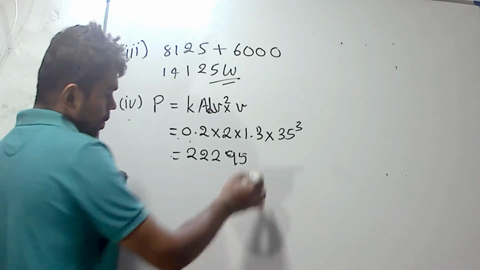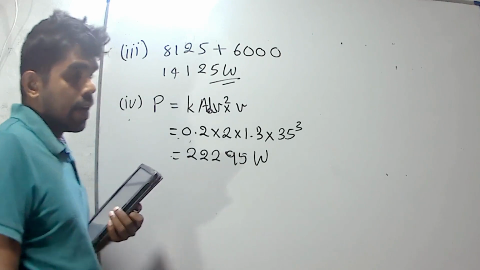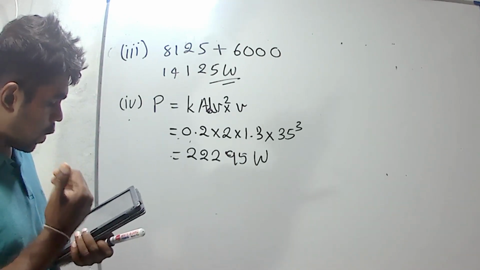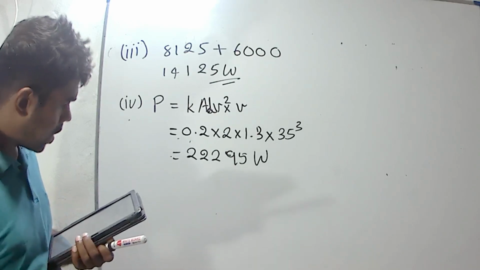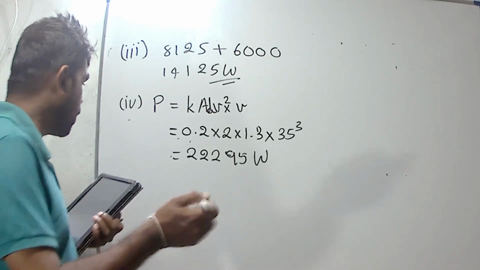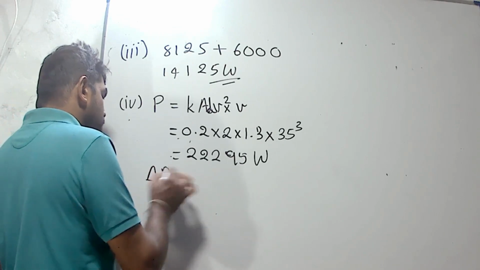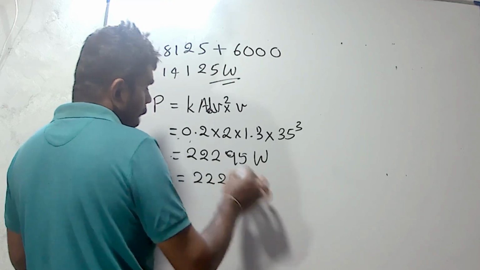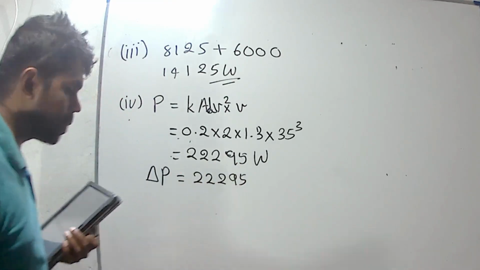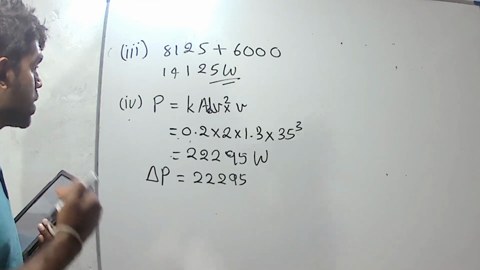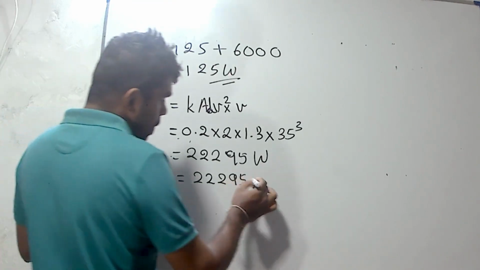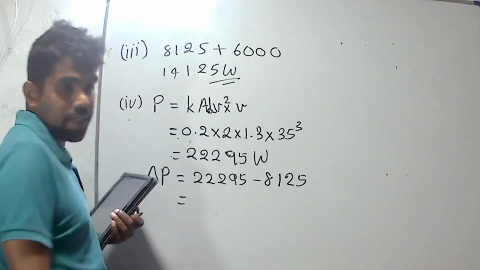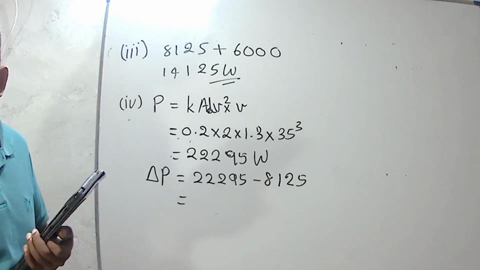22,295 watts. We can consider the power needed to overcome the external friction is constant. Therefore, we can consider the change of power, the difference of power. 22,295 is the power against the drag force in the new condition. The previous one was 8,125. We can subtract it and get the answer.